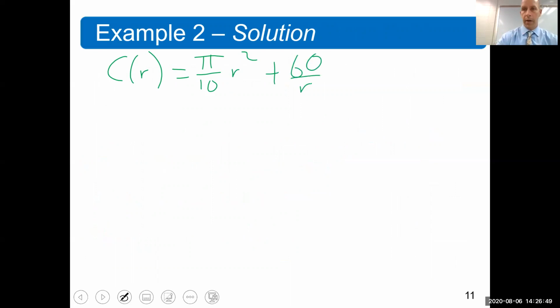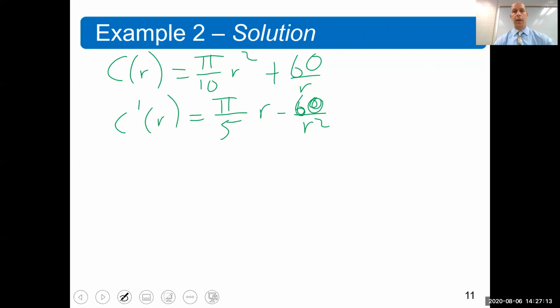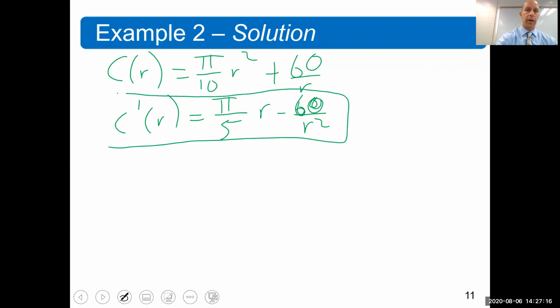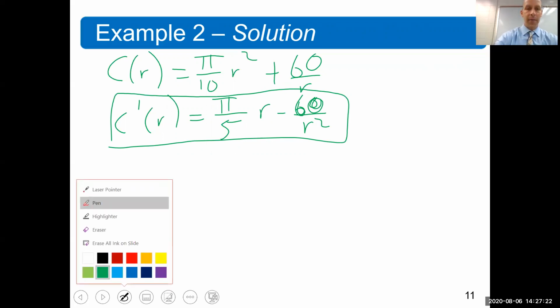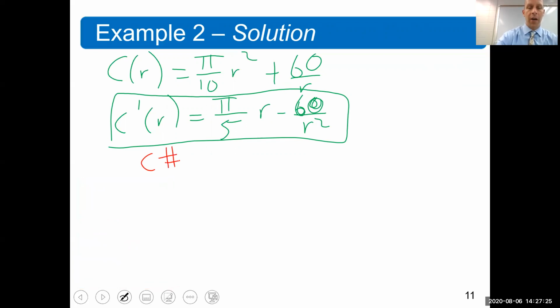I'm going to assume you know how to do this, but we're going to have to do the derivative of this, which hopefully isn't going to seem like much of a problem. It's going to be pi over 5r minus 60 over r squared. So this is the derivative. And the reason we need that is that's how we figure out where maxes and mins are. But in order to figure out maxes and mins, we got to figure out what our critical numbers are. And remember, critical numbers are where this derivative is equal to 0 or DNE.